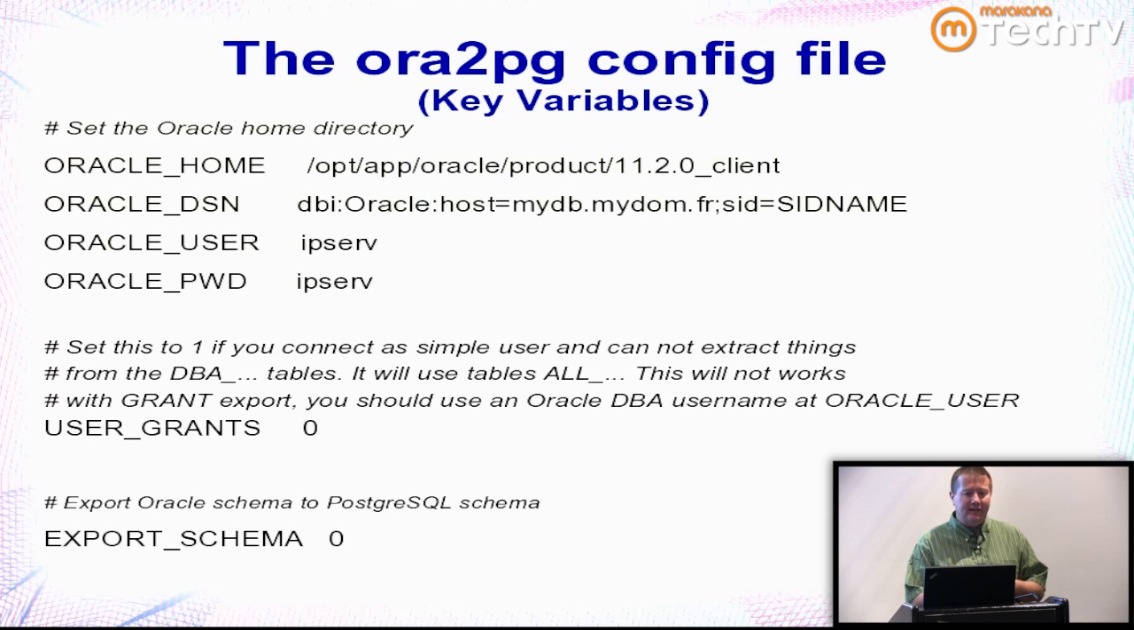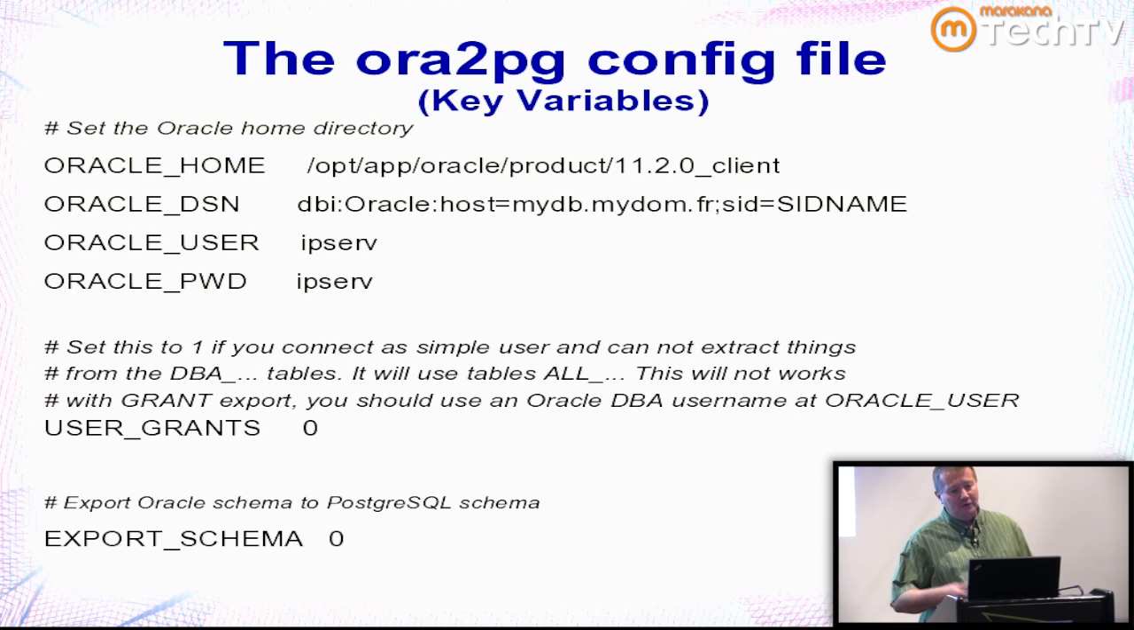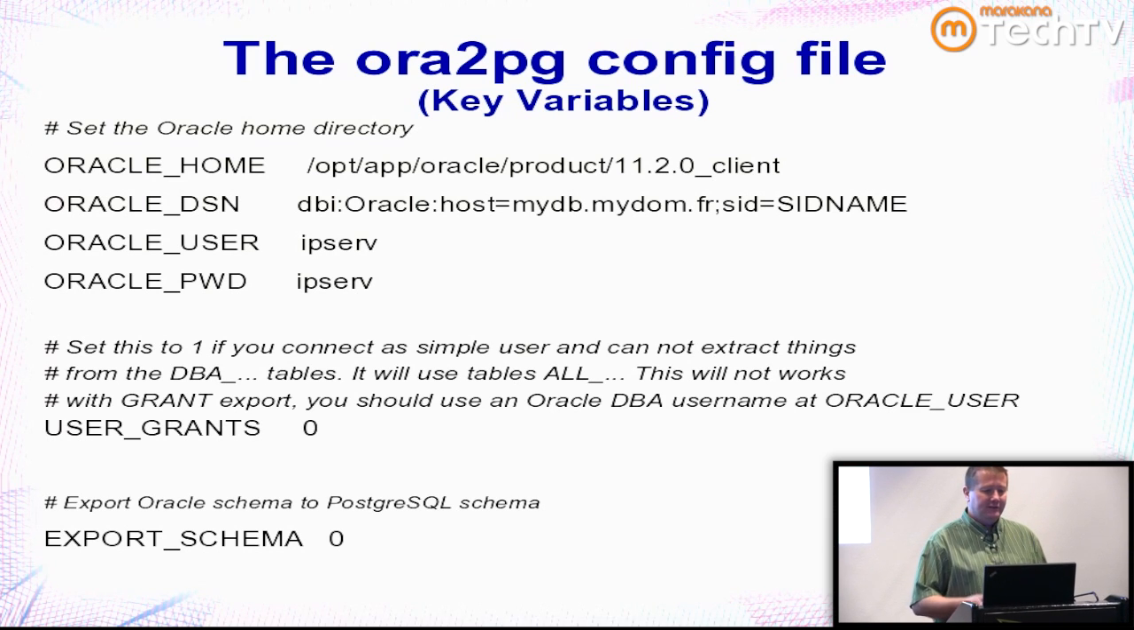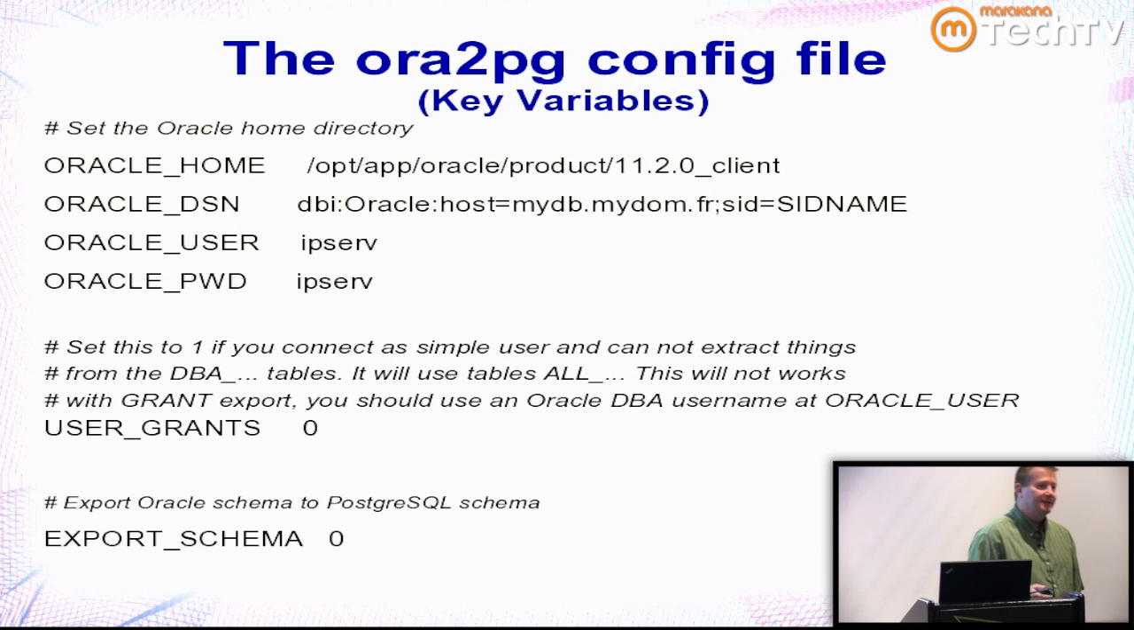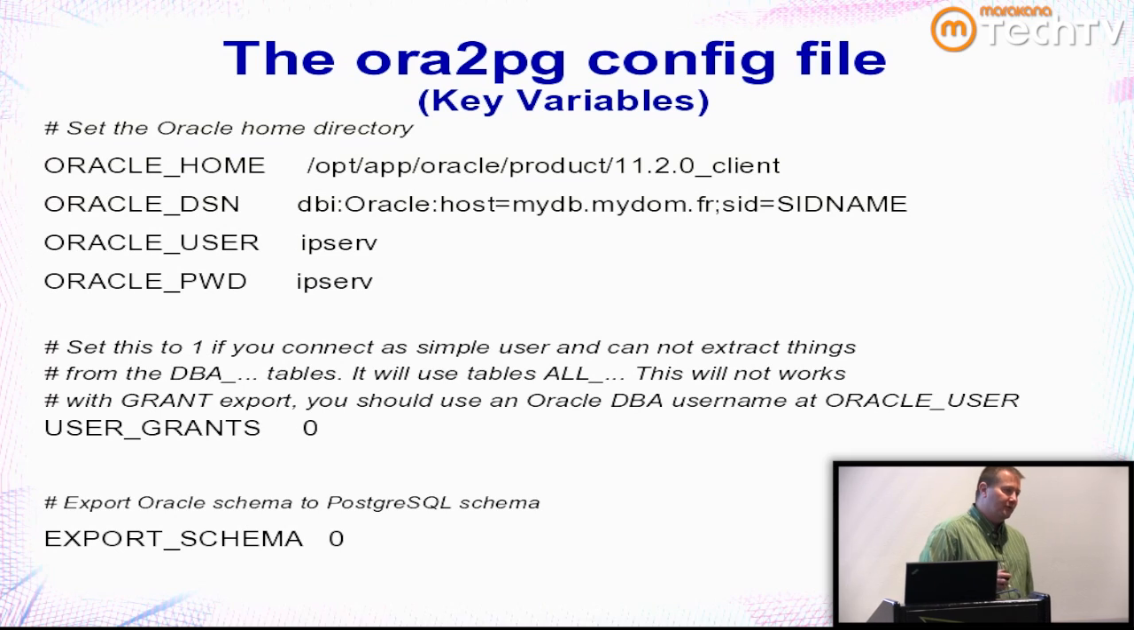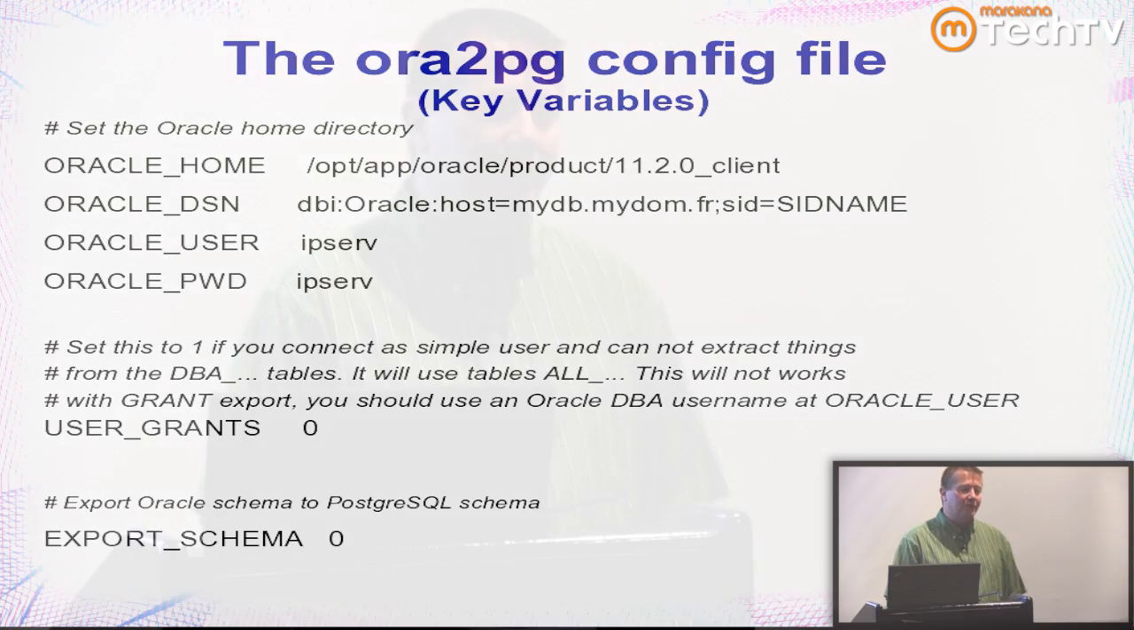The Oracle DSN, if you specify it like we have here, DBI:Oracle, host equals host, SID equals SID name, that works about 50% of the time. It depends. This is completely dependent on how they've configured Oracle on the Oracle side. So, for example, in a number of the servers we converted, we had to leave off the host and specify the SID as hostname at SID.schema, sort of thing.